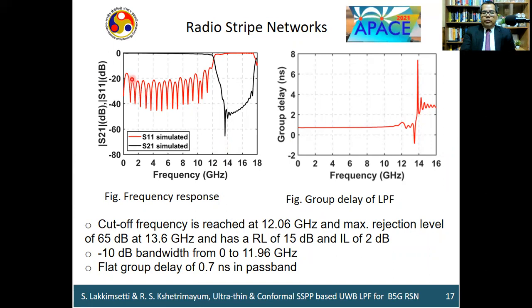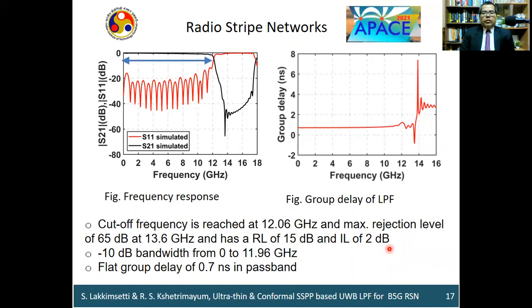Return loss inside the passband is below minus 15 dB, and insertion loss is less than 2 dB. So it's a very good low pass filter performance. Return loss is 15 dB and insertion loss is 2 dB. So the bandwidth is from 0 to 11.96 GHz.